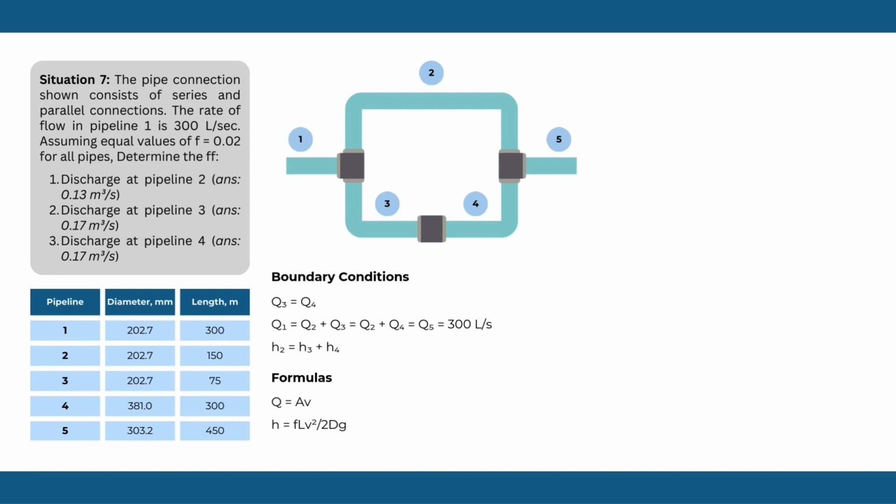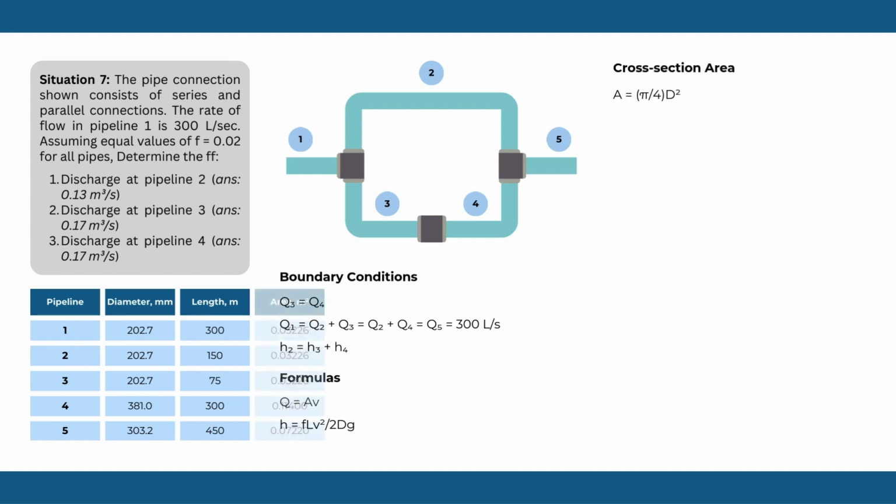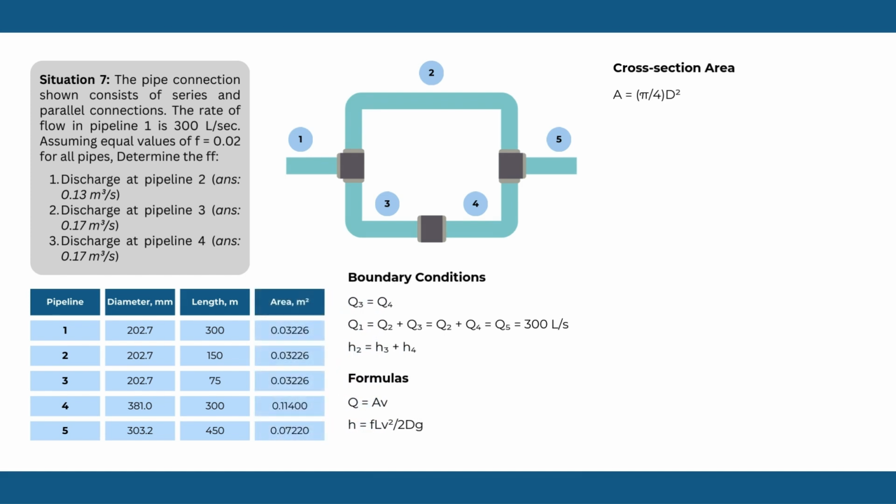And para convenient, solve muna natin yung area values ng bawat pipe. Given naman na lahat sila ay may circular cross-section, sundan lang natin yung formula na pi over 4 times diameter squared. Then, list na rin natin alongside ng table natin yung masasolve nating area for each pipeline.